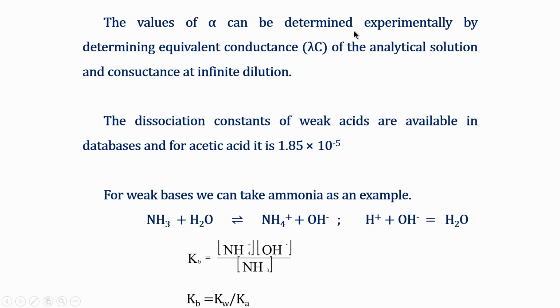The value of alpha can be determined experimentally by determining the equivalent conductance of the analytical solution and the conductance at infinite dilution. So, the dissociation constants of weak acids are available in databases, and for acetic acid it is about 1.85 into 10 raised to minus 5. We will stop here for this session, and we will continue our discussion on weak bases also, a similar exercise, in the next class. Thank you.